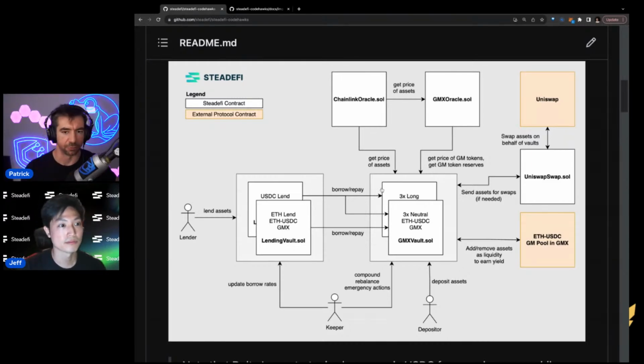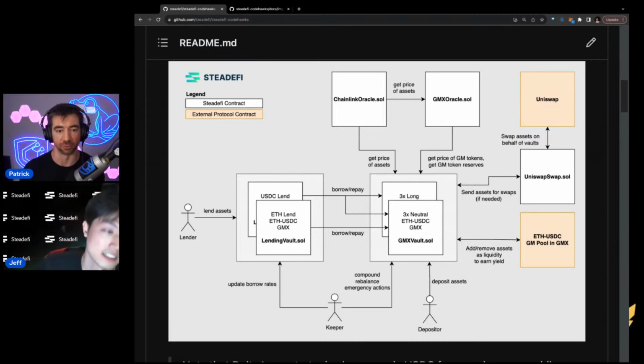So Jeff, let me ask this: who would be a target user for something like this? When I think 3x long, I immediately go, okay, degens who want to ape into something, those are obviously the ones who want to do 3x long. The 3x neutral is actually more interesting, because that reminds me of more traditional hedge funds, where we are hedging against as much risk as possible.